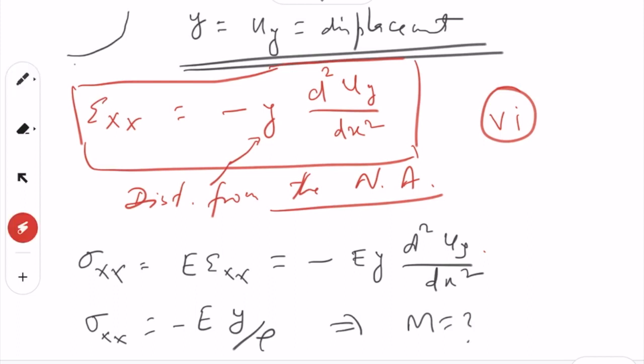We know here now that sigma has these values of d square u y over dx square. So that means it has the displacement term. If we can somehow find out M, then that M in terms of this we can put in the strong form, and then we will get the whole equation. So we want to find out M.